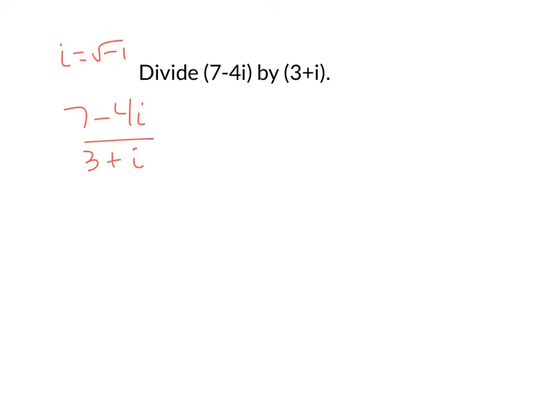So what we're going to do to get rid of it is what we did on the last slide. We're going to multiply by the conjugate of the denominator, which is 3 minus i. It's legal because I'm multiplying the numerator and denominator by 3 minus i, and I'm really multiplying by 1, so that's just fine.